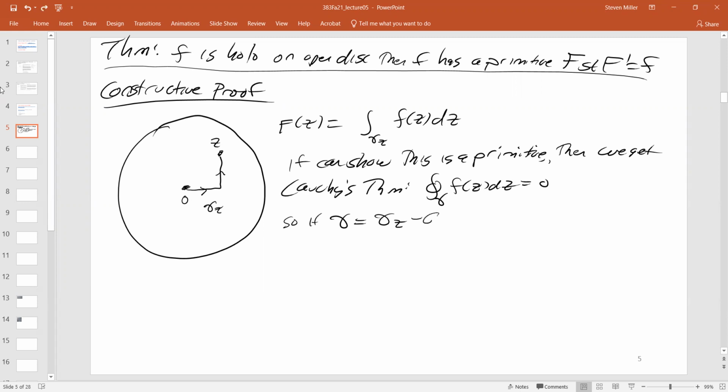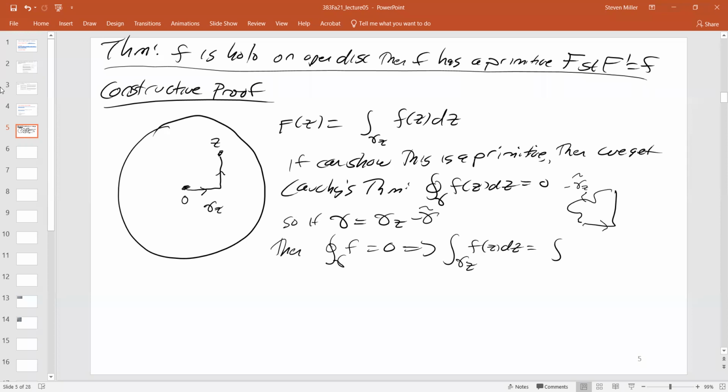And I'm going to write it this way, gamma tilde, to emphasize that I'm traveling it backwards. So here's my path gamma z, and here's some other path, gamma z tilde running in the opposite direction. Then the integral along gamma of f is equal to 0. So that will imply the integral along gamma z of f of z dz would be the integral along gamma tilde of f of z dz. That the answer would be independent of the path.